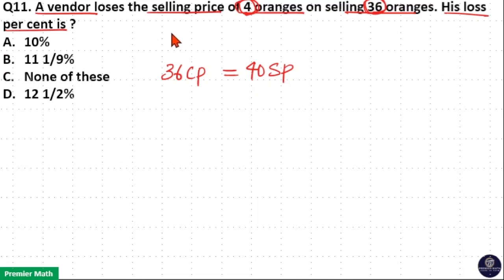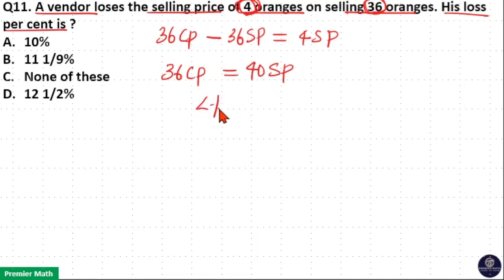That is cost price of 36 oranges minus sell price of 36 oranges is the loss here. Loss here is equal to sell price of 4 oranges. That is 4 SP. Which means total cost price is 4 SP plus 36 SP, which is 40 SP. That is sell price of 40 oranges.